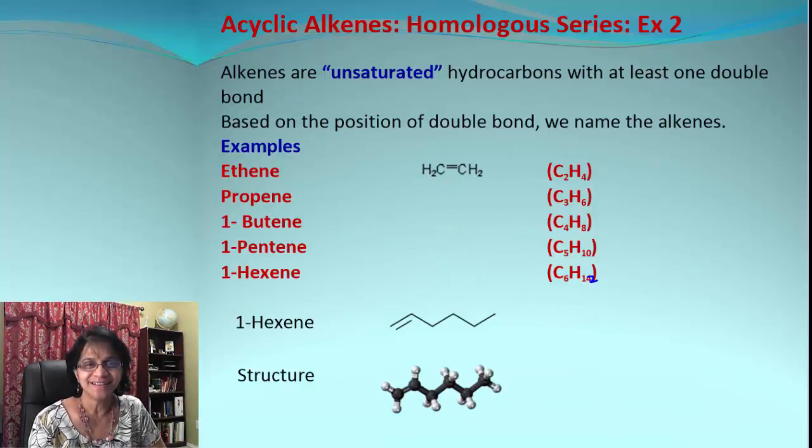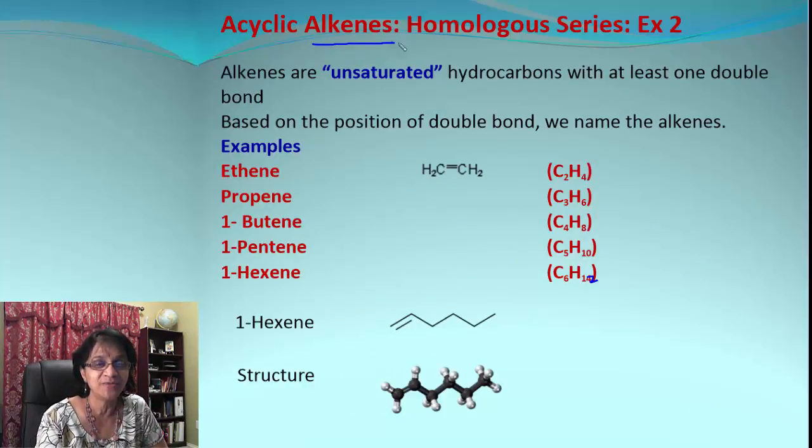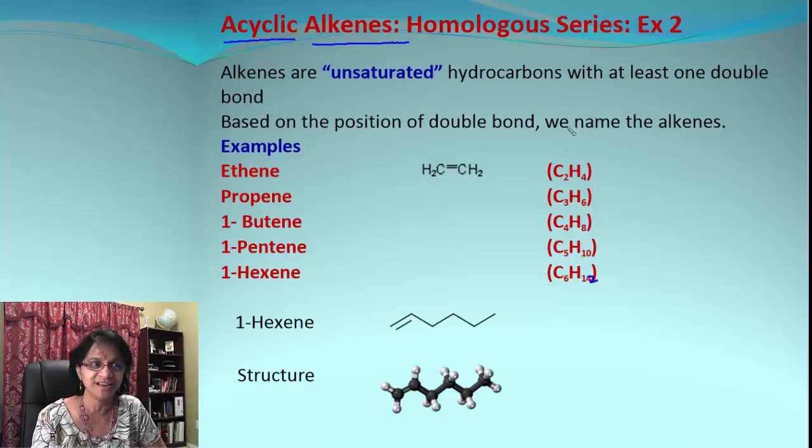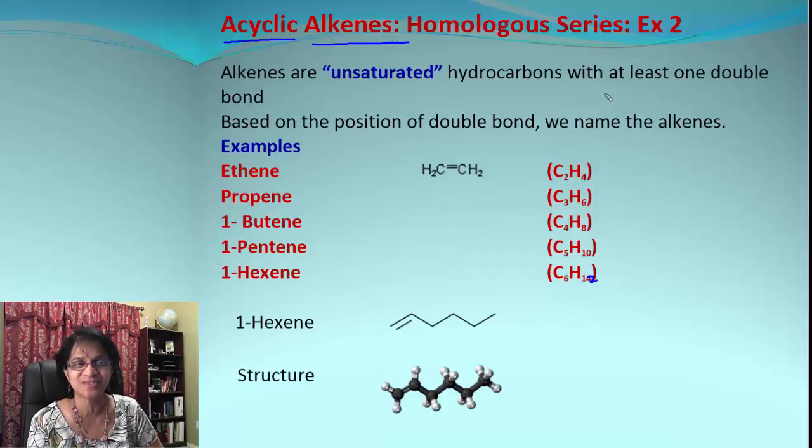So what do you think? Was it easy? Let's move on to naming alkenes now. And we are going to talk about acyclic alkenes, that means straight chain alkenes. Now alkenes always have at least one double bond, so we refer to them as unsaturated hydrocarbons. Look at the names. If you get the number of carbon atoms 2, we call them ethene.